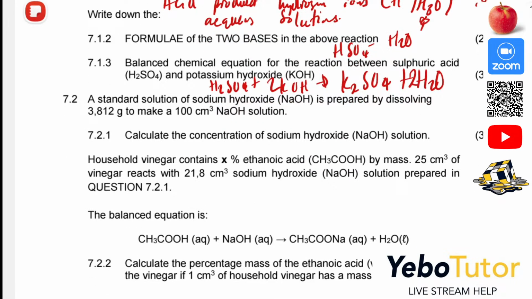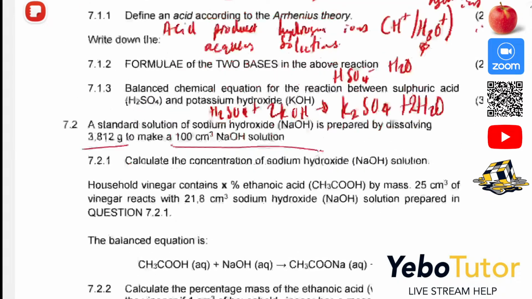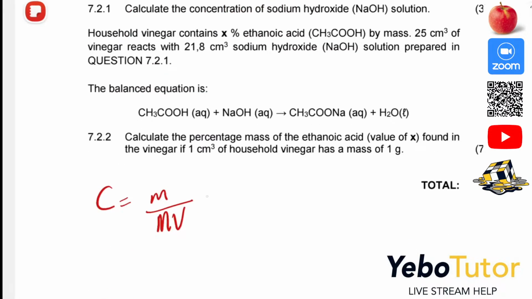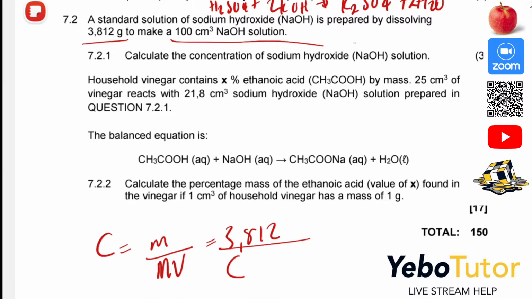Now, a standard solution of sodium hydroxide is prepared by dissolving 3,812 grams to make 100 centimeter cube. Definitely need to change that to decimeter cube. Calculate the concentration of the sodium hydroxide NaOH solution. So how do we calculate this? This is easy, guys, because we know the formula C is always equal to the mass over the molar mass times the volume. We were already given the mass, so that will be 3,812 divided by the molar mass of NaOH. Na will be 23 plus 16 plus 1.